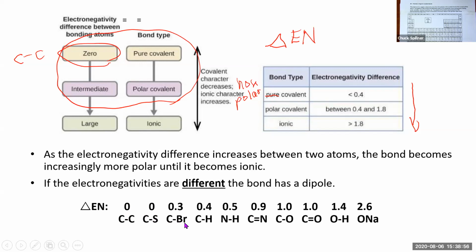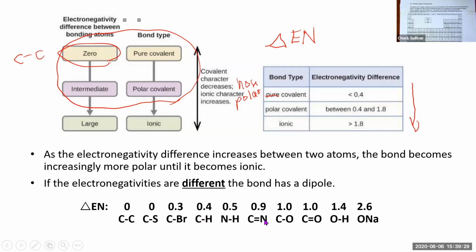Carbon and bromine have a very small difference. Let's see, carbon is 2.5, I guess bromine is 2.8, so you get a 0.3 difference. Carbon and hydrogen have a 0.4 difference. Nitrogen and hydrogen, 0.5. Carbon with a double bond nitrogen. Now, I put a few double bonded atoms in here, so it doesn't matter if you have a single, double, or triple bond. The electronegativity difference is just the difference between the atoms.